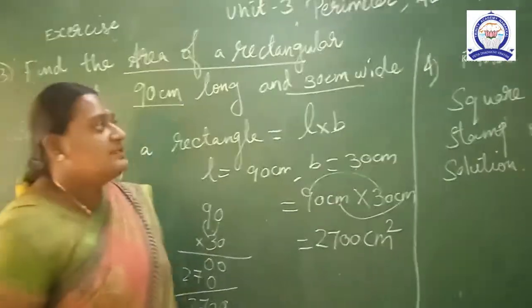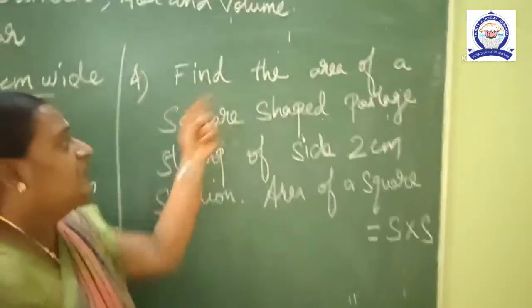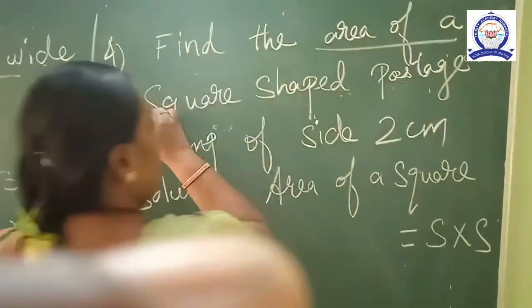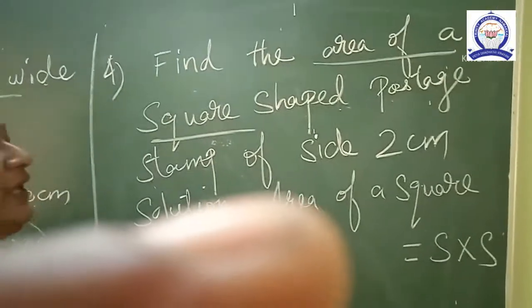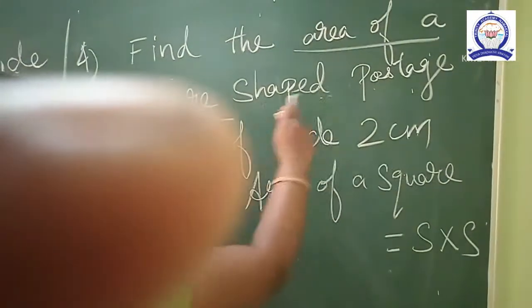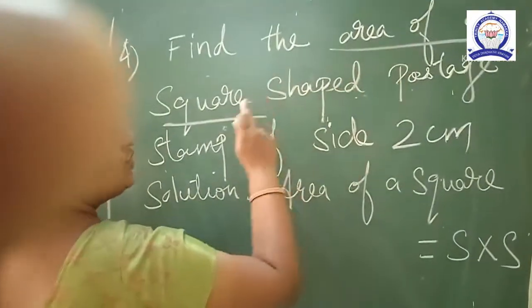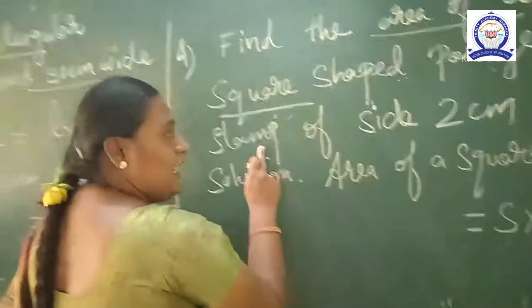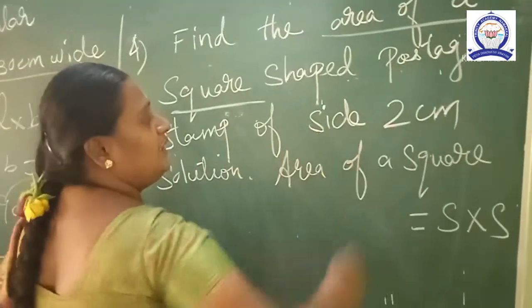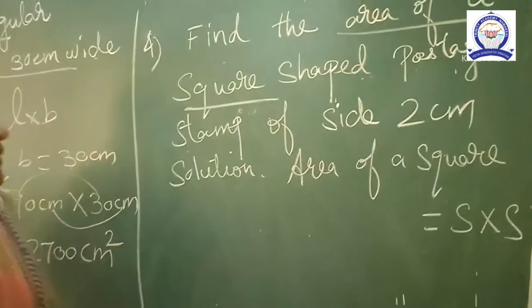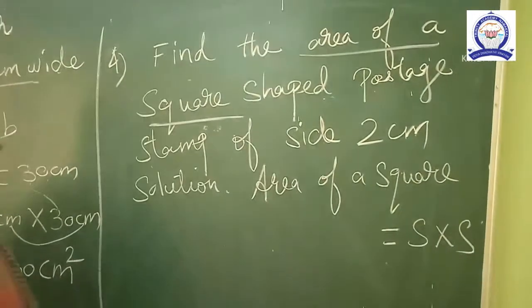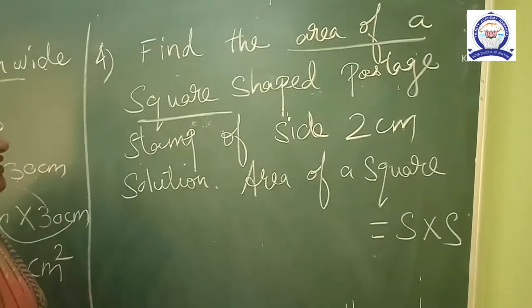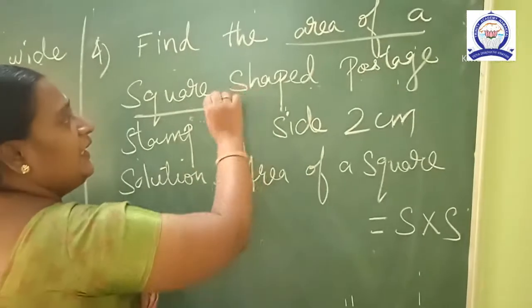See this fourth sum. Find the area of a square shaped postage stamp of side 2 centimeter. The stamp is square shaped. You have to find the area of a square.